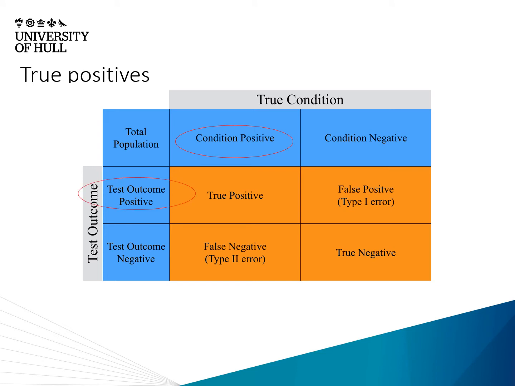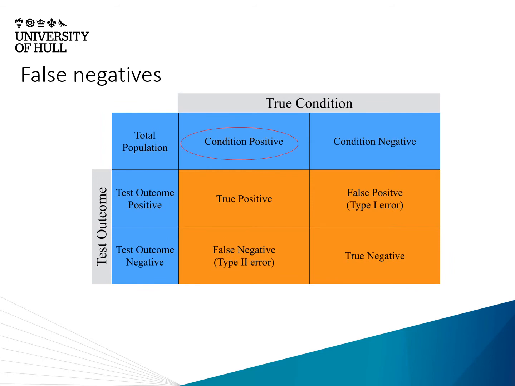So if the condition is positive and the test outcome is positive, we have what's called true positives, people who really have the condition. If, on the other hand, the condition is positive and the test outcome is negative, we get false negatives. So the person has the condition, but the screening questionnaire didn't pick it up. Probably the worst possible outcome. It's also called a type 2 error, but don't worry about that here.